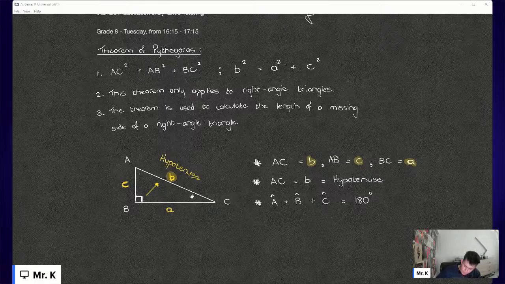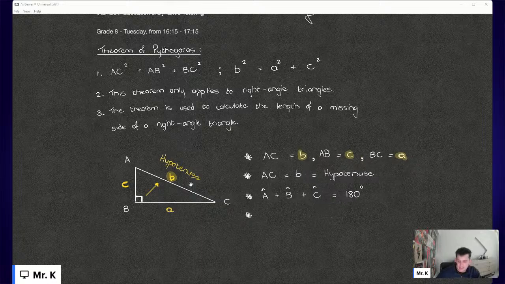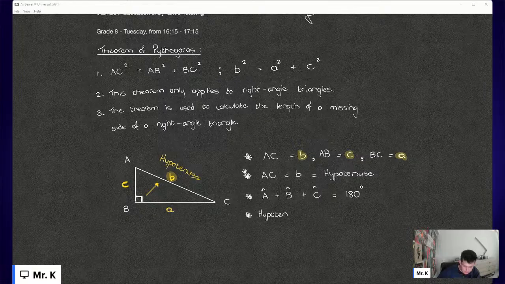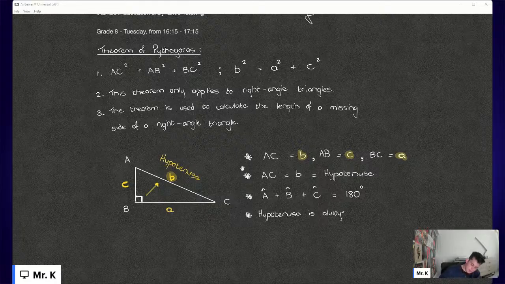And there's one more thing that you can add on here if you want to, grade 8s. The hypotenuse over here, why is it so unique? Why does it have its own name? Well, that's because the hypotenuse is always the longest side of a right angled triangle. So you can write that down as well, because sometimes that can work to your advantage, right? It is always the longest side of a triangle.